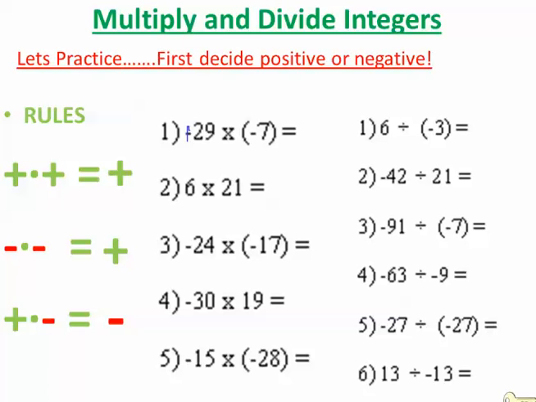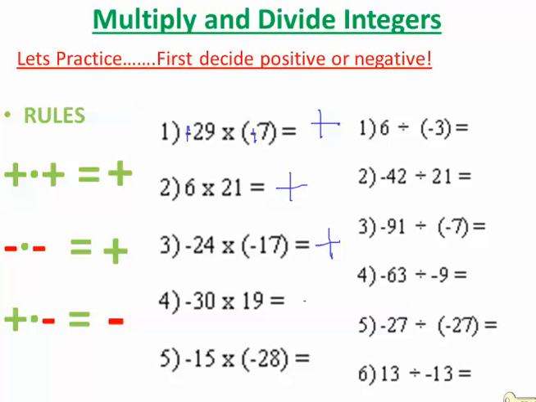Here is a negative times a negative. That's a double negative. That is a positive answer. This is something we've done forever. 6 times 21, 2 positive numbers. We get a positive answer. Don't let learning something new mess up something you already know. Number 3, a negative times a negative. Again, a positive. Number 4, negative 30 times positive 19.